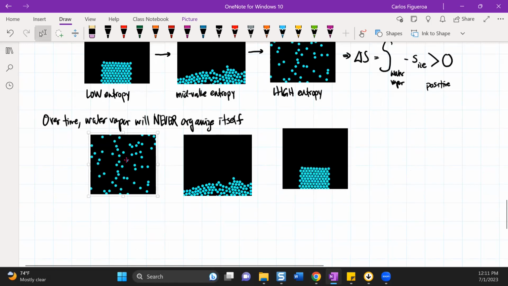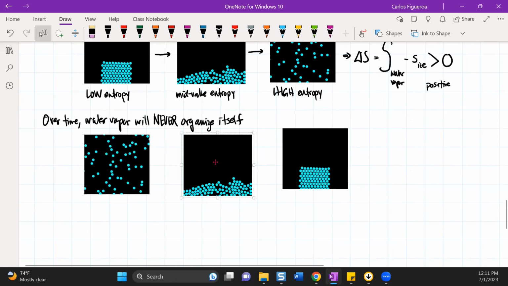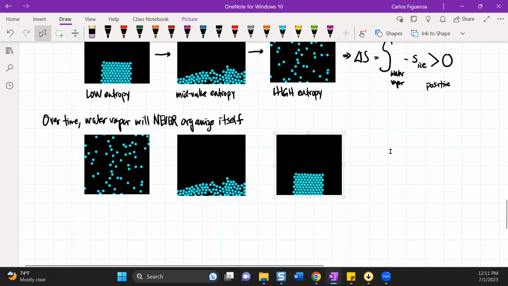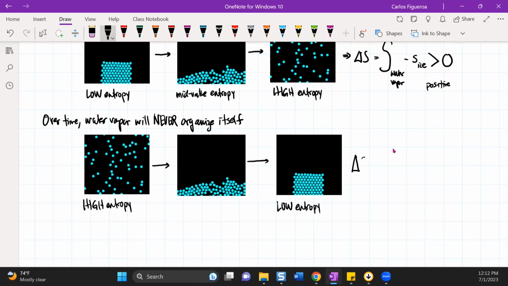But when you're looking, the progression that we're looking at is something like this. As I move in this direction, you're seeing I'm going from a high entropy to a mid-value entropy, all the way to a low entropy. So when you're looking at this change in entropy, it says that I'm going to have the low entropy of the ice minus the high entropy of the water vapor. Why? Water vapor has more disorder. Ice has less disorder, and you can see here that this is negative. That does not happen.